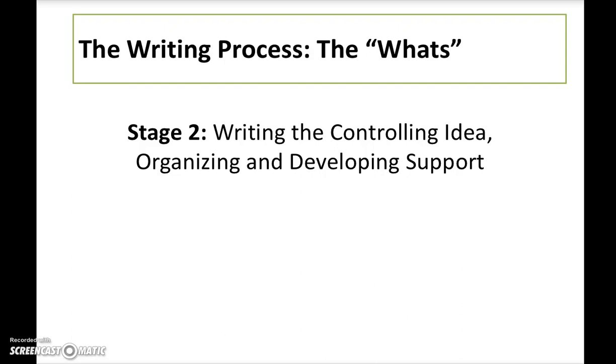In stage two, you will begin developing your controlling idea in order to begin organizing and developing the ideas you generated in stage one. One of the best methods to accomplish this is to write a detailed outline. Whether you type it or write it by hand is up to you. What's important is that you are being as detailed as possible. Well, what does an outline look like?